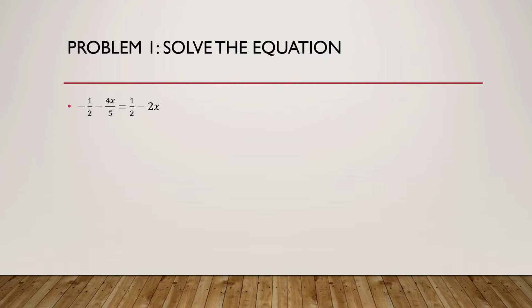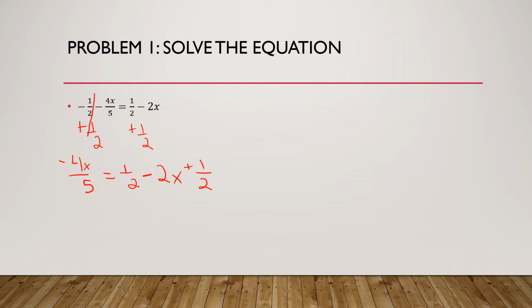So let's try to bring this negative 1/2 from the left-hand side of the equal sign to the right-hand side of the equal sign. How do we do that? Well, we're going to have to add 1/2 to cancel that out. I'm going to add 1/2 here. So then we're going to bring down our negative 4x over 5 equals 1/2 minus 2x plus 1/2.